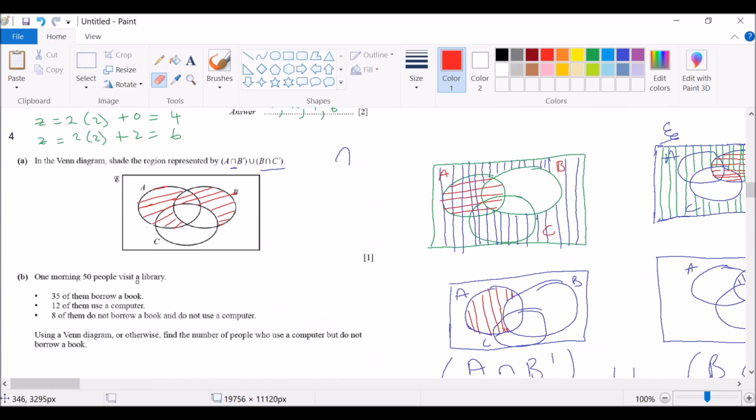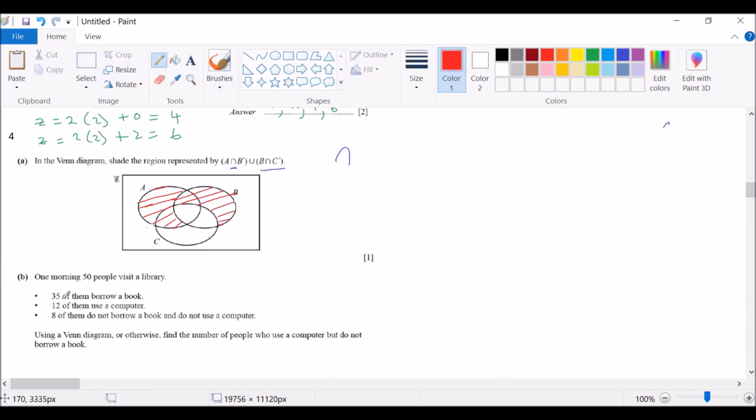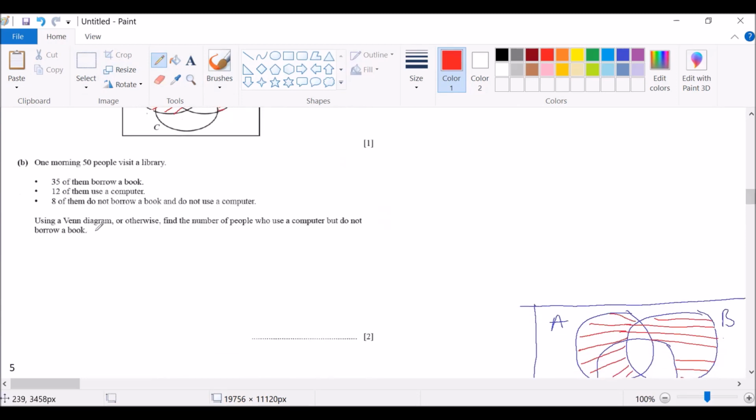One morning, 50 people visit a library. 35 of them borrow a book. 12 of them use a computer. 8 of them do not borrow a book and do not use a computer. Using a Venn diagram or otherwise, find the number of people who use a computer but do not borrow a book. It's easier to work with our Venn diagram.